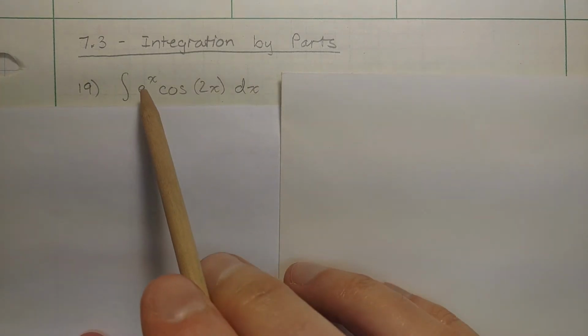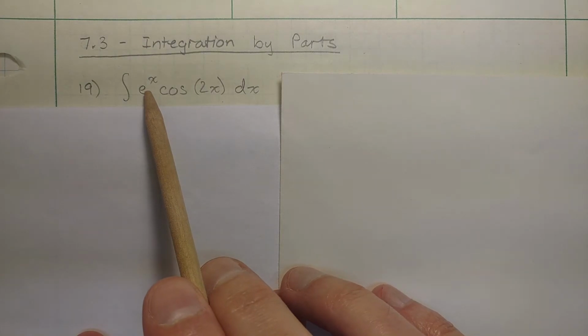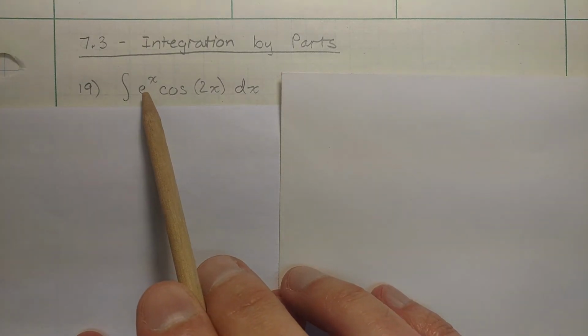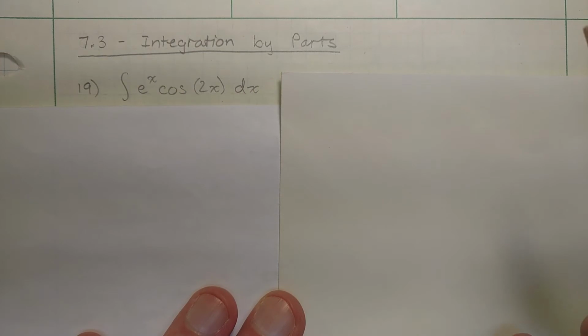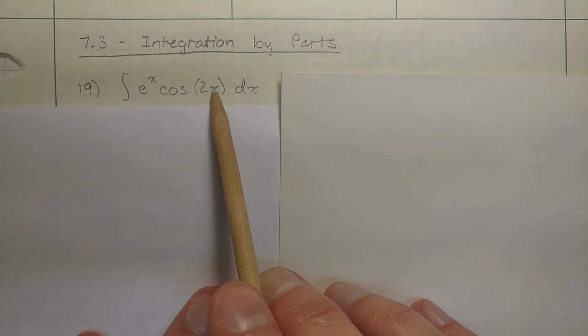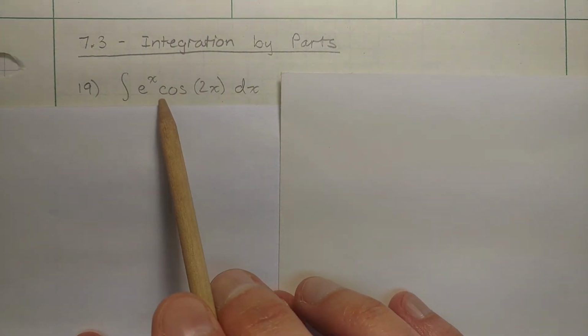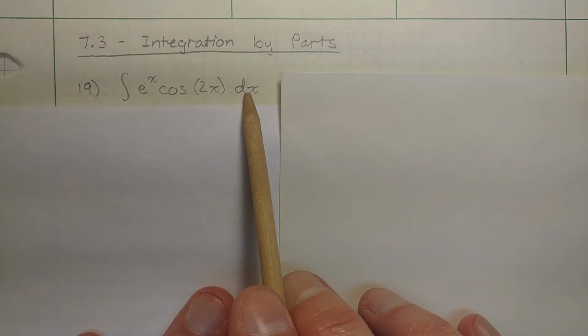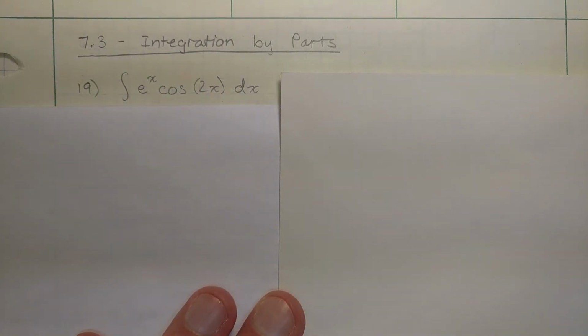So I can let the e to the x be the u, or I could let the e to the x dx be the dv. Or I could let the cosine of 2x be the u, or I could let the cosine of 2x dx be the dv. Which one to choose? That's the question. You can do either one. You'll get the same answer either way.